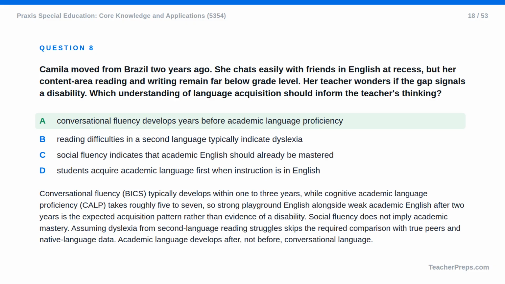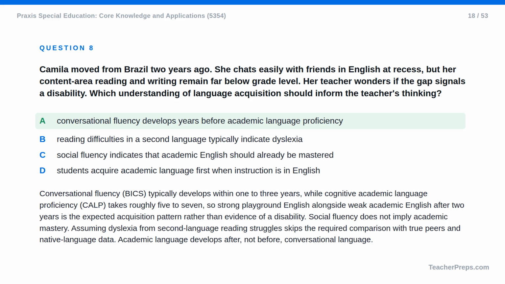The correct answer is A. Conversational fluency develops years before academic language proficiency. Conversational fluency, BICS, typically develops within 1 to 3 years, while cognitive academic language proficiency, CALP, takes roughly 5 to 7. So strong playground English alongside weak academic English after 2 years is the expected acquisition pattern rather than evidence of a disability. Social fluency does not imply academic mastery.